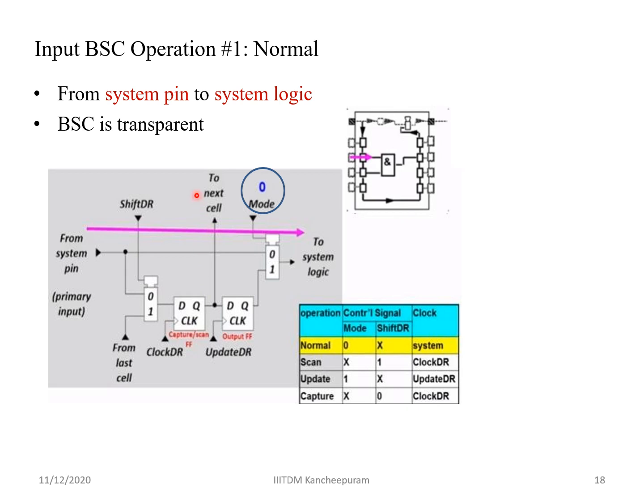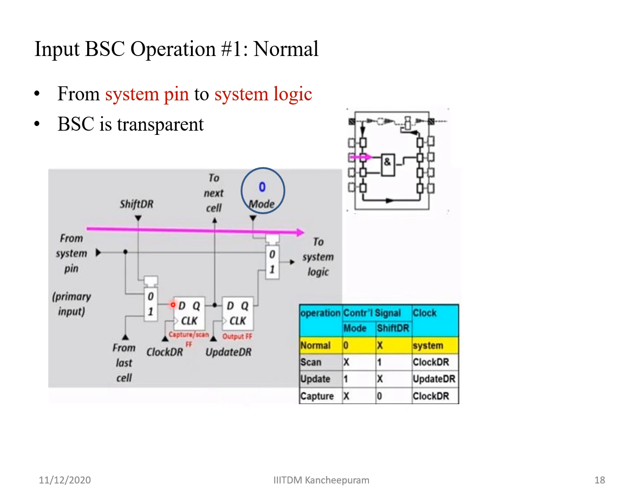Again, pause the video and understand what transparent means. It's general English, just a feed-through kind of thing. Whatever you give as input goes to the output. So mode is an important control signal for that. There are four modes, which I'll cover in the coming slides: scan, update, and capture. Let's talk about the normal mode. The mode is 0. The shift DR pin is a don't care.